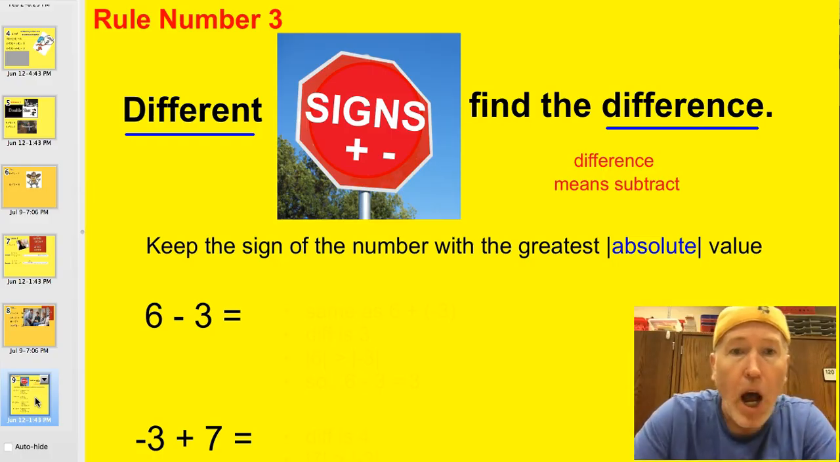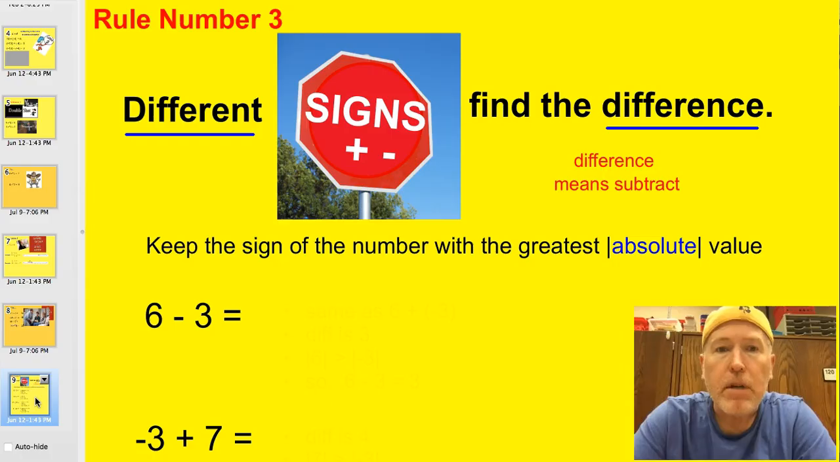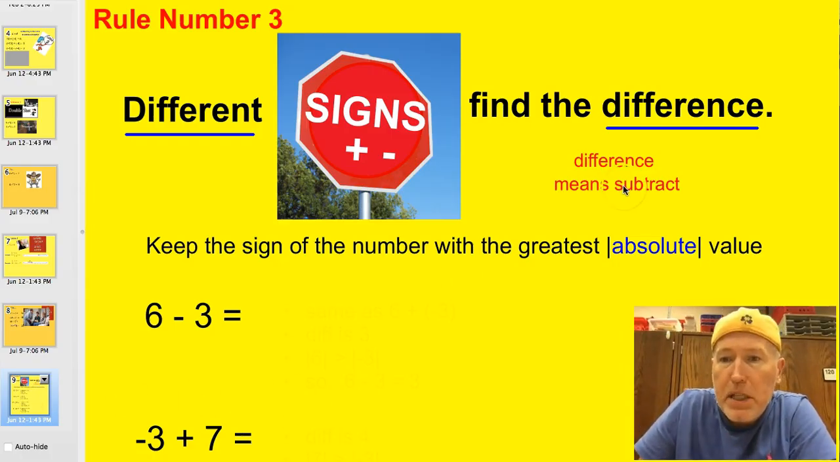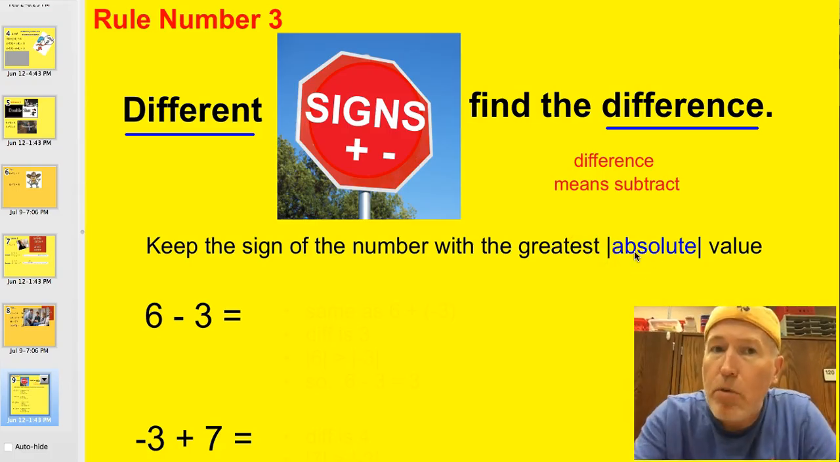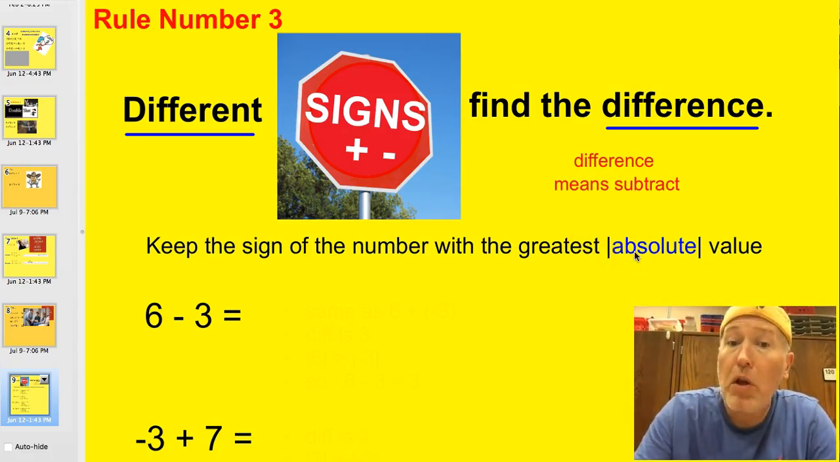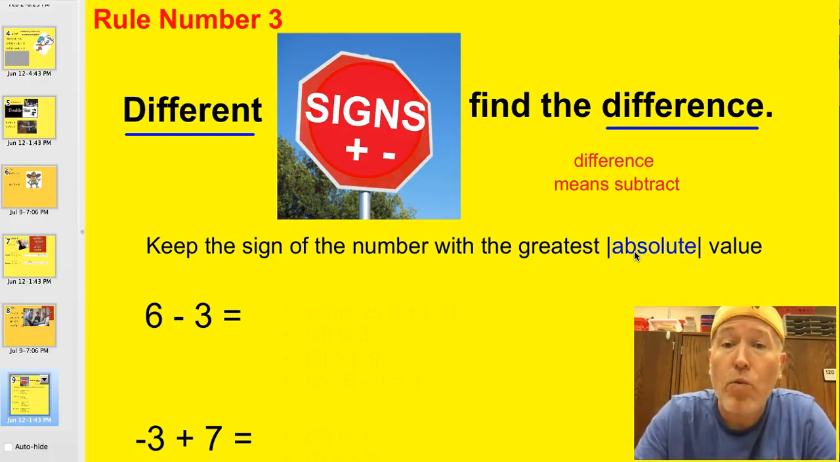All right. Rule number 3. Different signs, find the difference. Now remember, difference means subtract. So different signs, find the difference, and then you keep the sign of the number with the greatest absolute value. So this is the most difficult of the rules, but let's just work through some examples, and we're going to start off with something really easy.